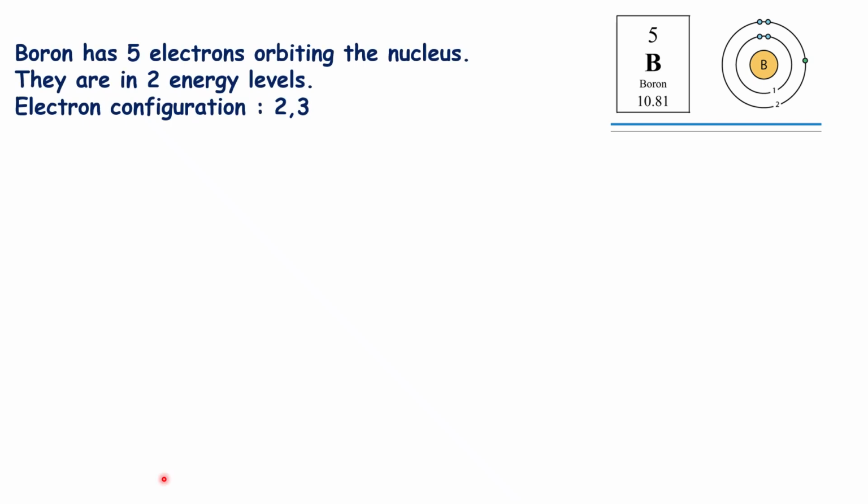Boron, another element. Boron has 5 electrons. Again, it has 5 protons and it has 5 electrons. 2 electrons are put inside the first energy level. The 3 electrons, 5 minus 2 is 3, are in the next energy level. First energy level has 2 electrons. Second energy level has 3 electrons. And therefore, the electron configuration is 2, 3.